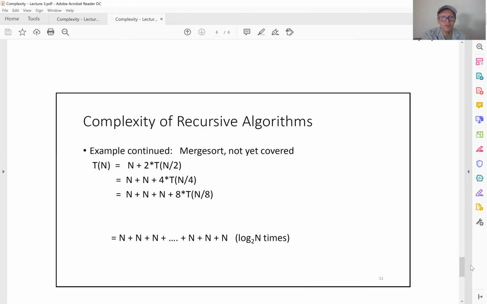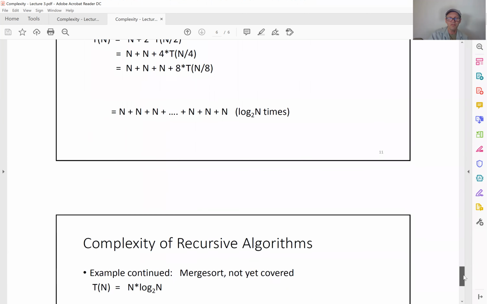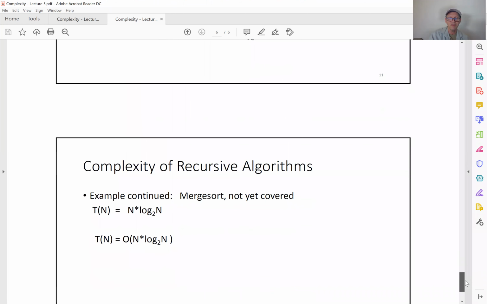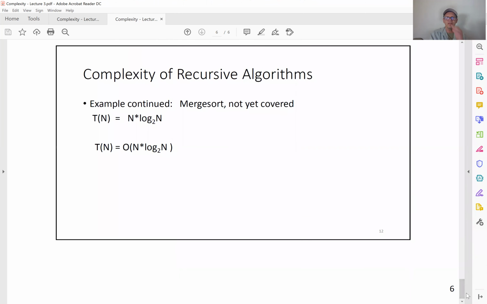We're dividing by 2, so the number of levels is about log of n. I think I have another mistake. This level right here should have 4 n's in it. Sorry about that, I'll fix that. But basically, when you get down to T of 1, you get n log of n. So the big O notation for merge sort, which we'll talk about eventually, is order n log of n.